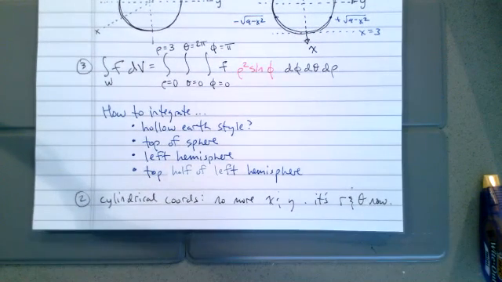There is no x and y, only r and theta. So the polar coordinates r and theta are used now.